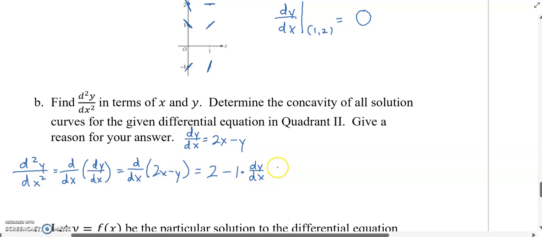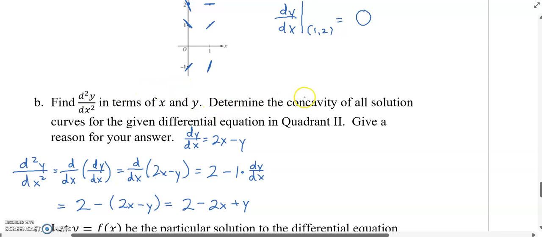2 minus the first derivative is the second derivative, but it asks us to have our answer in terms of x and y. So we don't want to leave dy dx in our answer. We're going to say that this is equal to 2 minus dy dx, which is 2x minus y. And that's fine. We could leave it like that, but it's probably better to go ahead and distribute the negative. 2 minus 2x plus y. That is d squared y dx squared in terms of x and y.